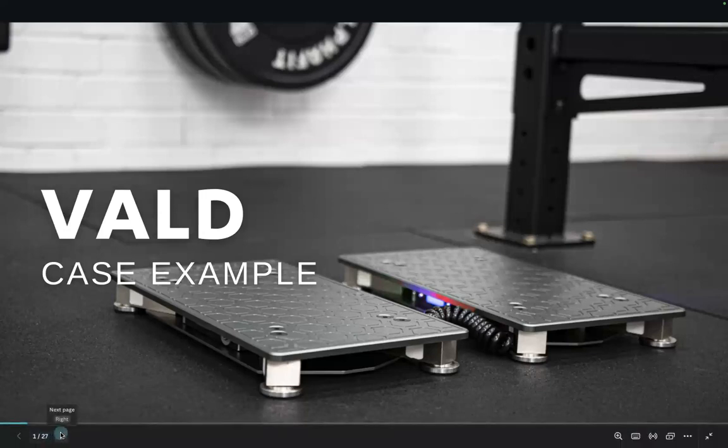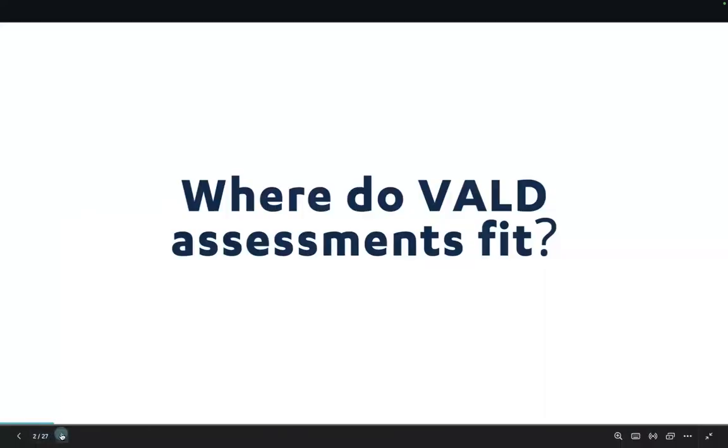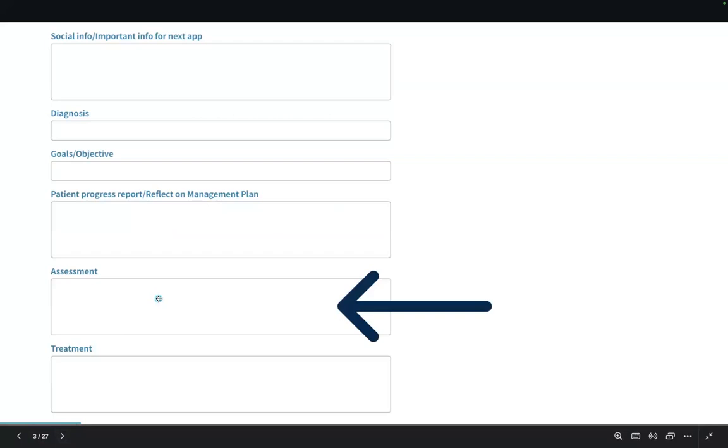Sweet. So firstly, where actually do the VALD assessments fit? This one's a really obvious one, but I thought it important to bring up anyway. When we look at what we go through with a patient, your subjective history and your objective assessment, this is where the VALD testing stuff fits in. It's part of our assessment, and it's a tool that we use to enhance our assessment.